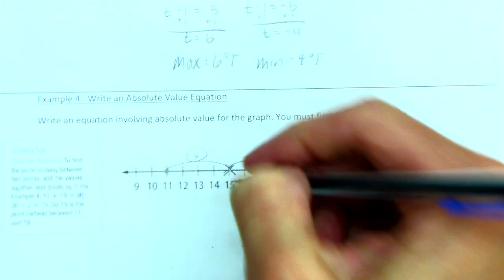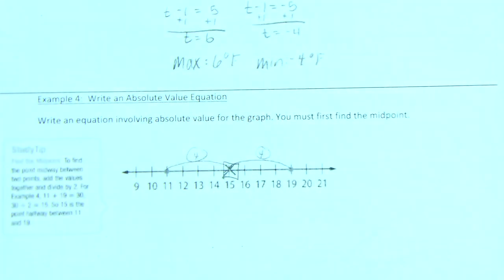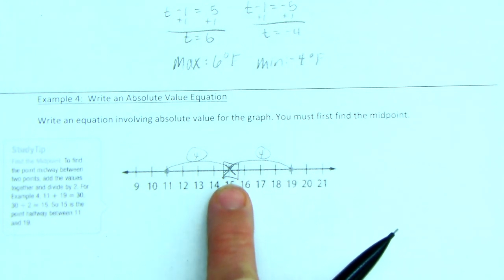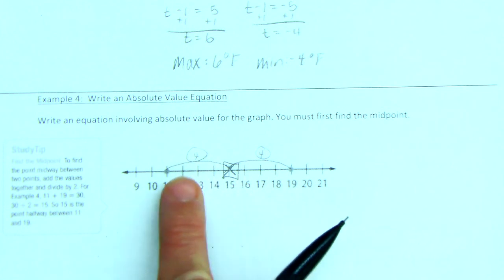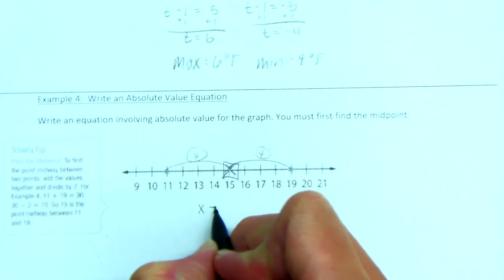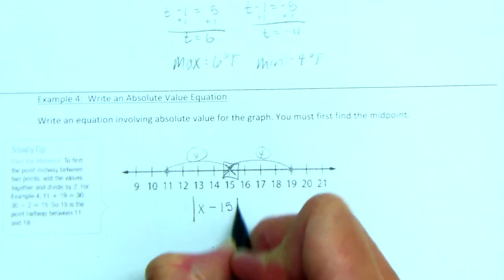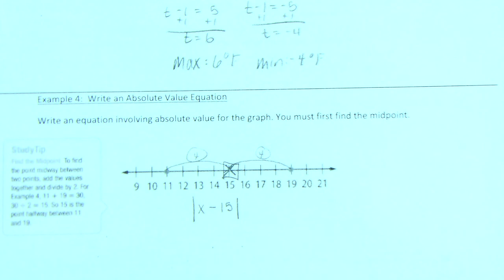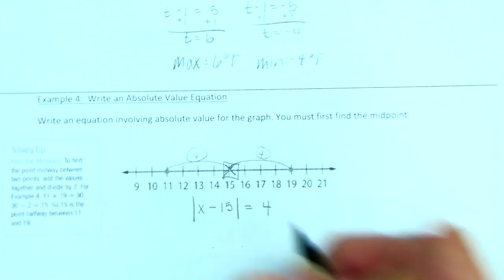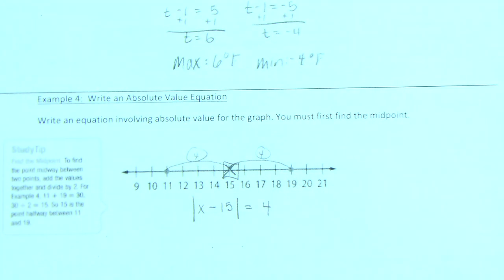And what's your goal? 15. Your midpoint between your two solutions is your desired number. Okay, and you can either be 4 less or 4 more. In other words, if they take a number, how far away are they from 15? So the difference could be a positive 4 or a negative 4, meaning the absolute value of something minus 15 needs to be 4. There you go. So 15 was the midpoint.